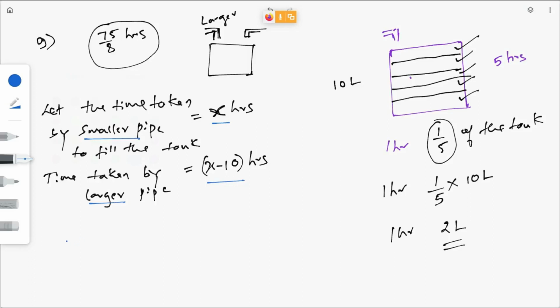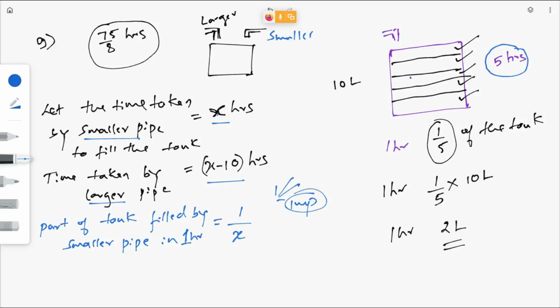Okay, now next, part of the tank filled by the smaller pipe in 1 hour. Total time taken is x hours, so it is 1 by x.